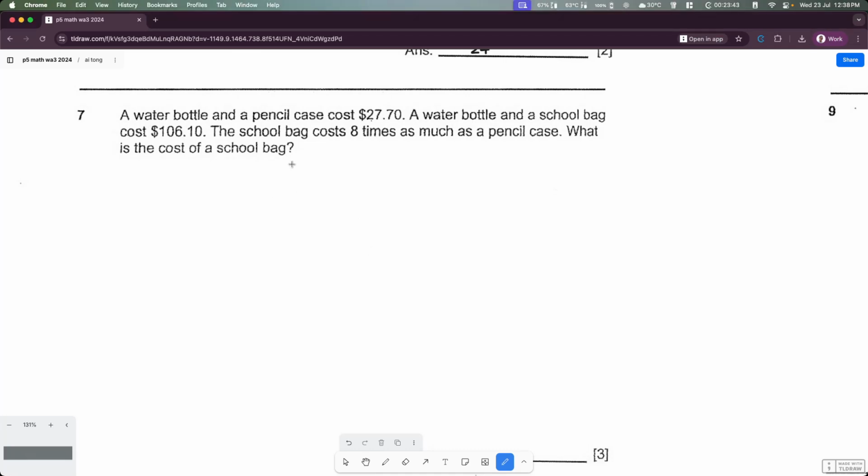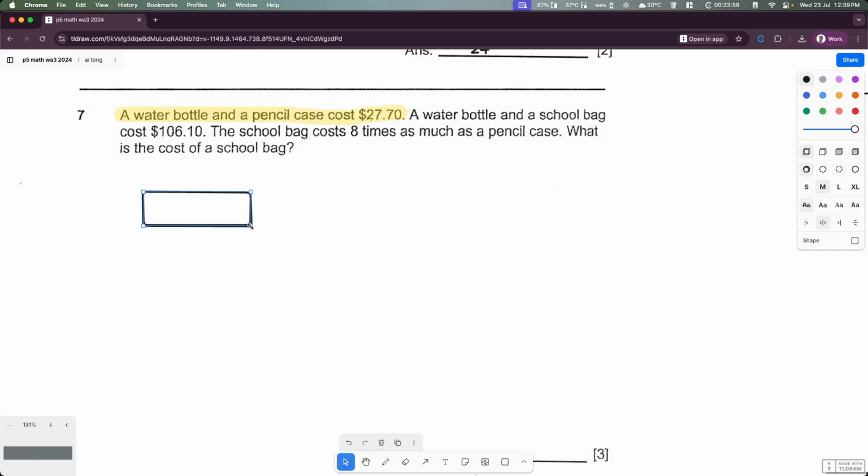All right, so let's do this one. So what we're gonna do is not write anything, but just draw first, right? We have a water bottle. The common thing is the water bottle in both cases over here. So we're just gonna do that as well, right? So this will be water bottle. Okay, so both have water bottle.